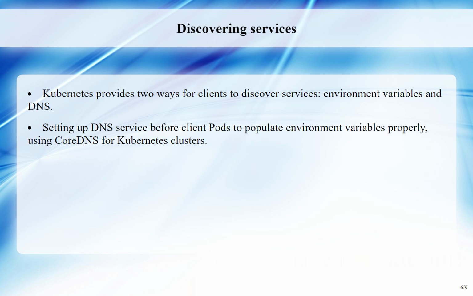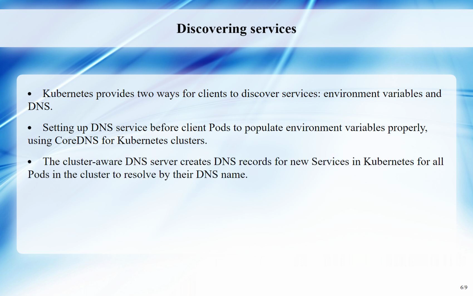Setting up a DNS service through an add-on, such as CoreDNS, is recommended for Kubernetes clusters. The cluster-aware DNS server watches the Kubernetes API for new services and creates DNS records for each one. All pods in the cluster should be able to resolve services by their DNS name. DNS can also support DNS SRV records for named ports, allowing for queries to discover port numbers and IP addresses. The Kubernetes DNS server is the only way to access ExternalName services.